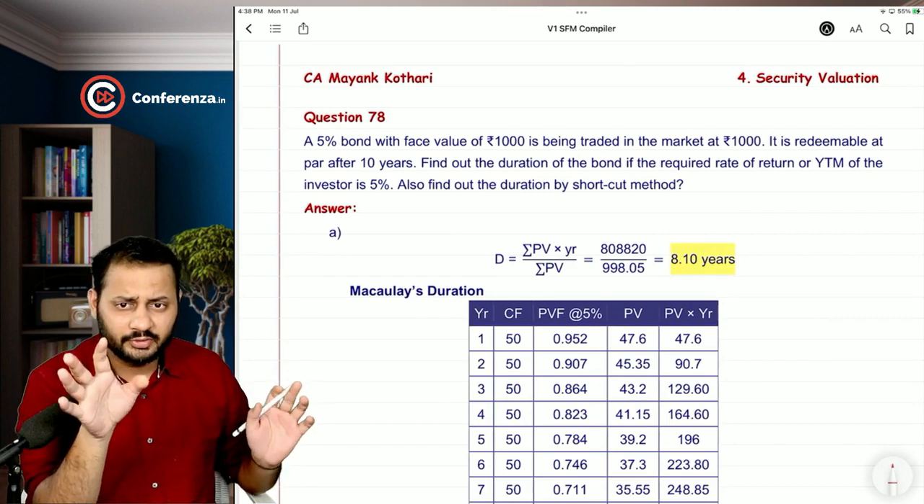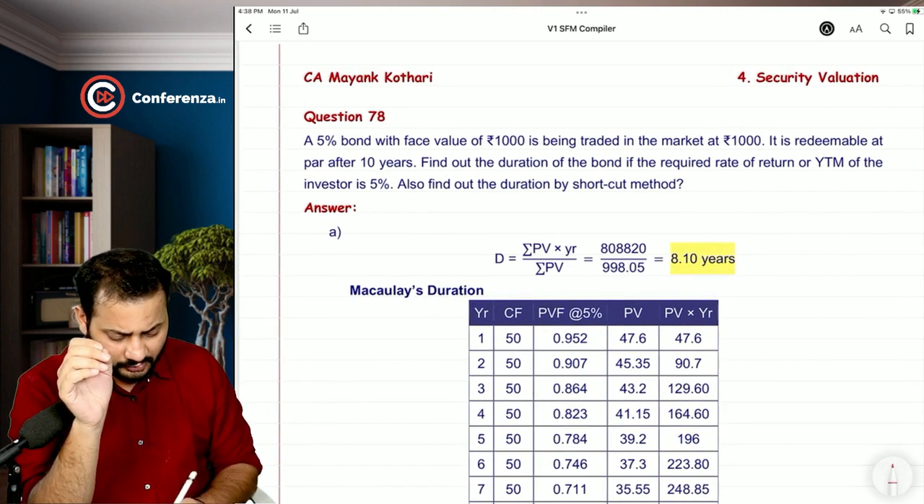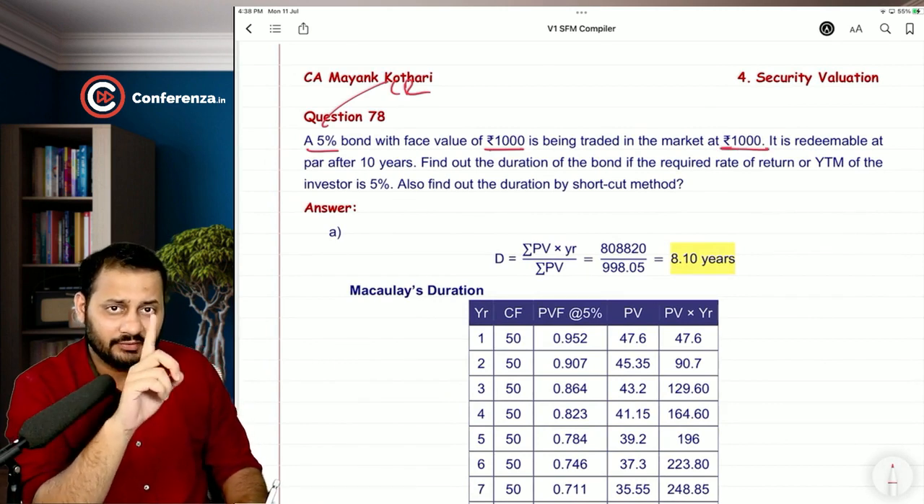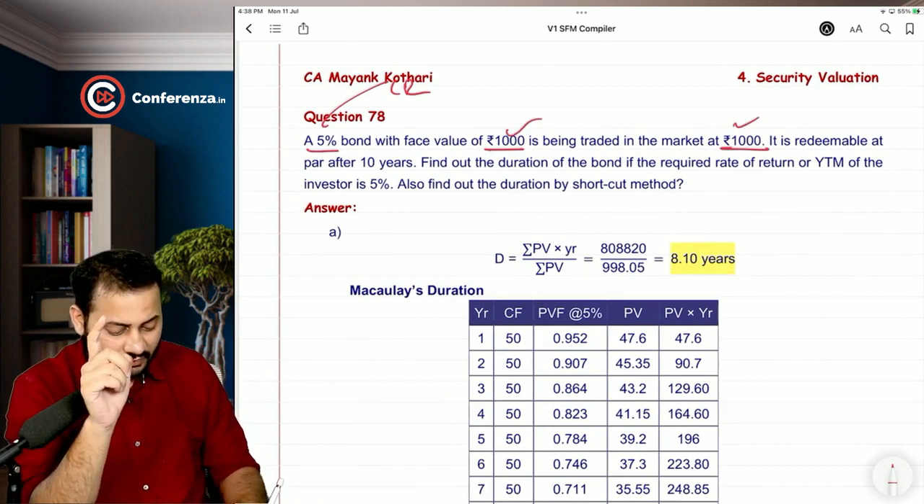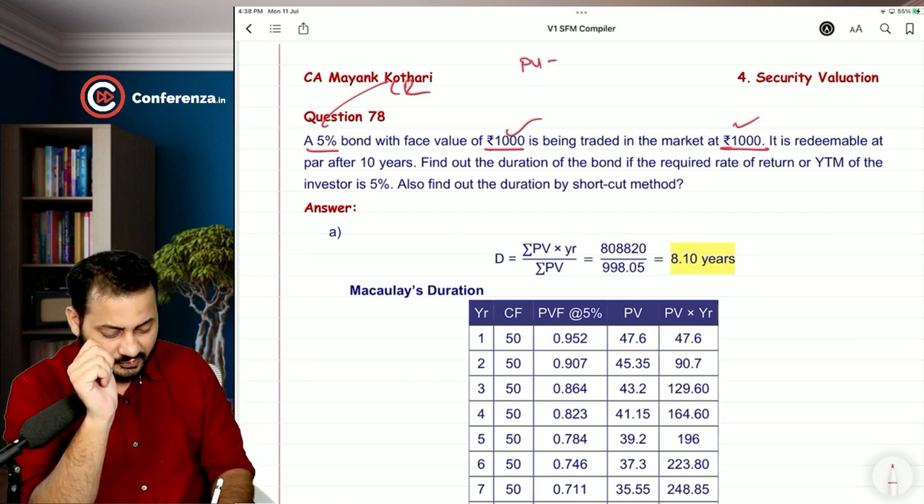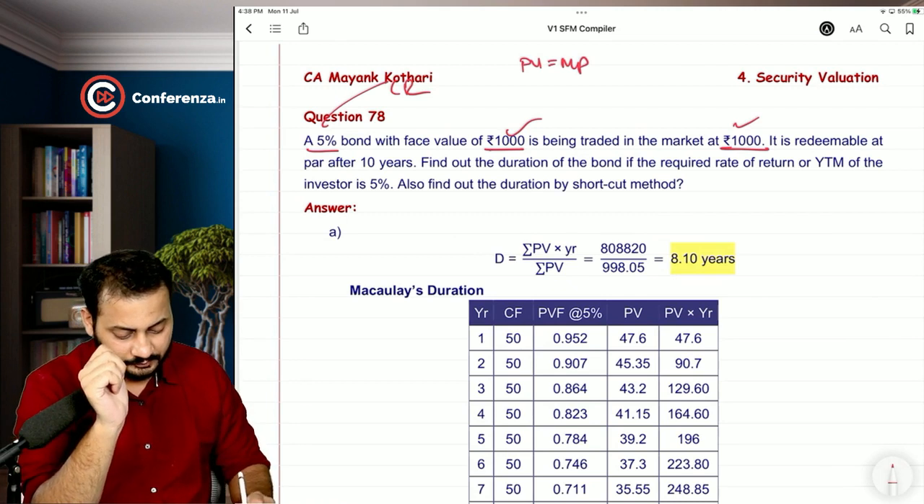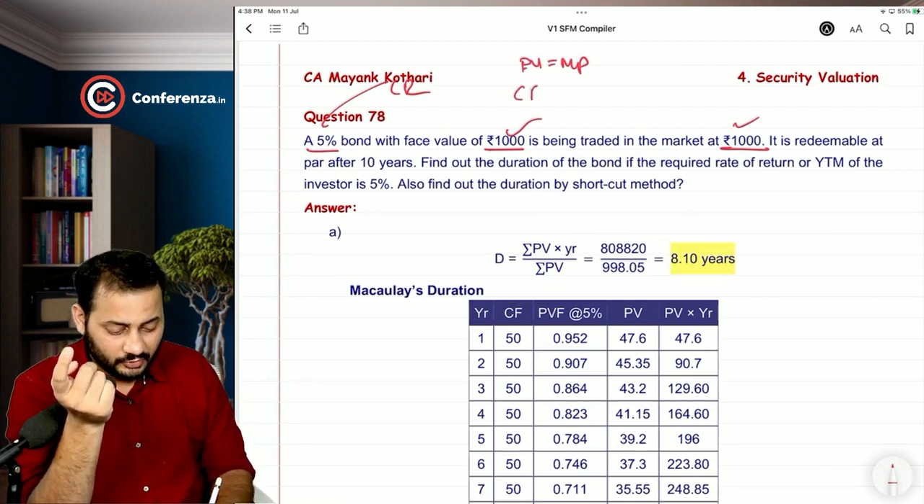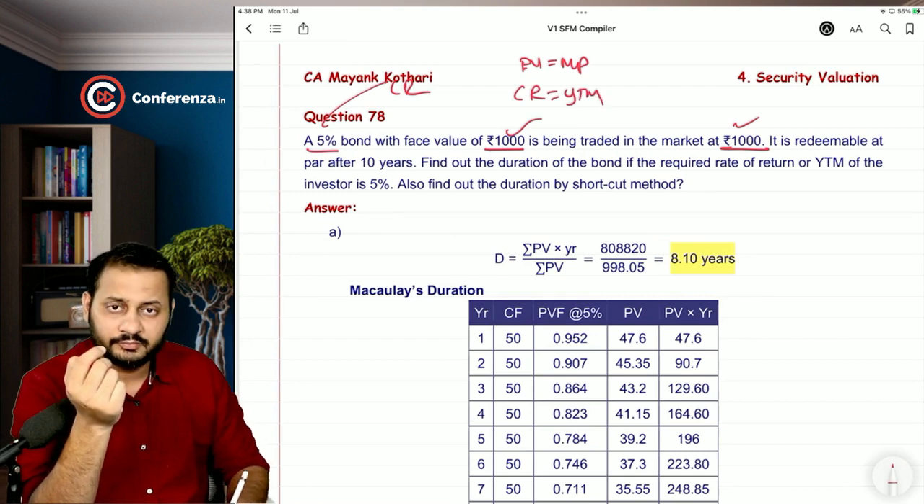This is also a simple question. Let's have a look. 5% bond. So 5% is the coupon rate. Face value 1000 being traded in the market at 1000. See, have a look. 1000 is the face value. 1000 is the market price. That means face value is equal to market price. That means if the bond is redeemed at par, coupon rate is equal to YTM.